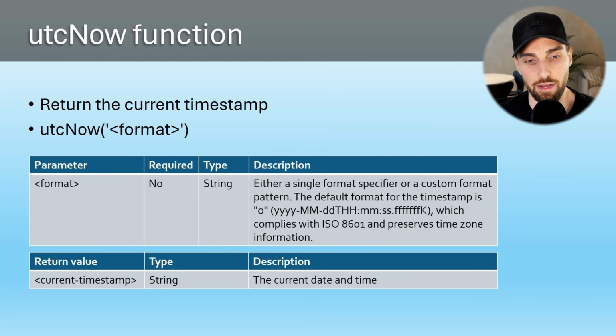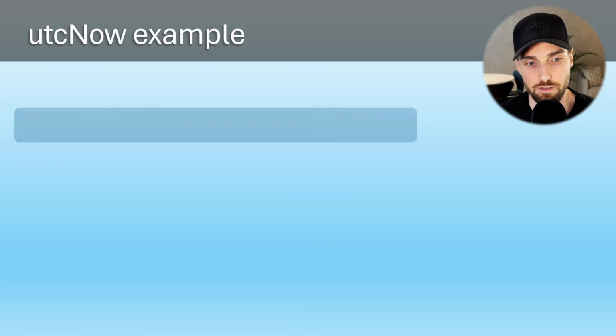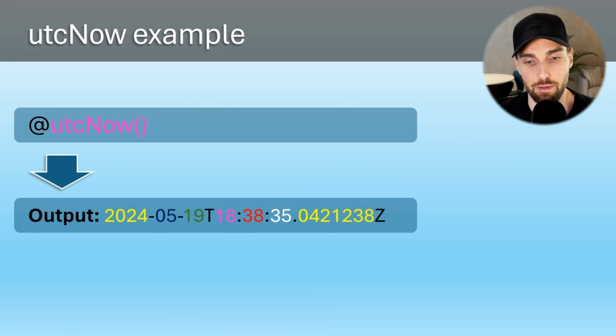Again, let's do a quick example to show how this function works. The syntax for this function is very easy if we don't provide any formats as parameters, since it is an optional thing to do. When running this function without any formats, we get that timestamp in that default ISO standard format.